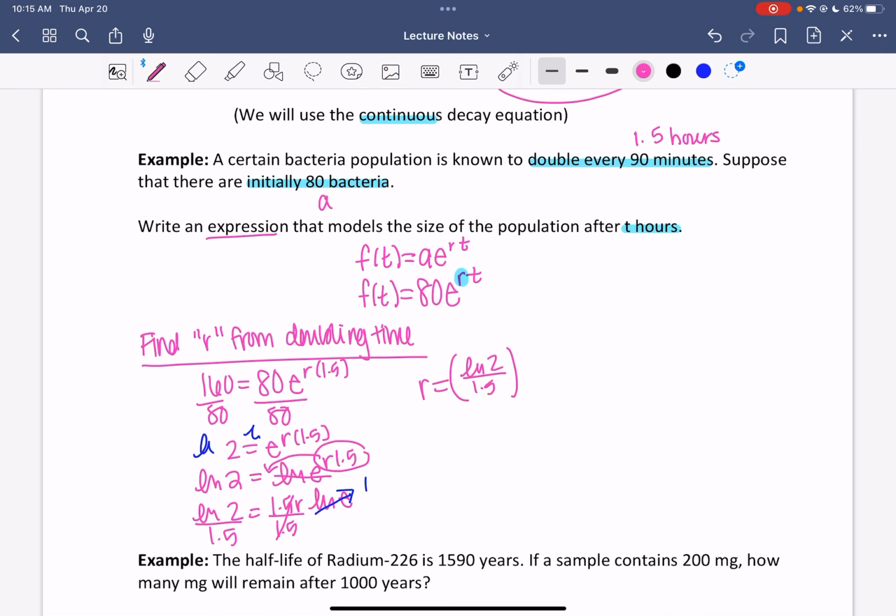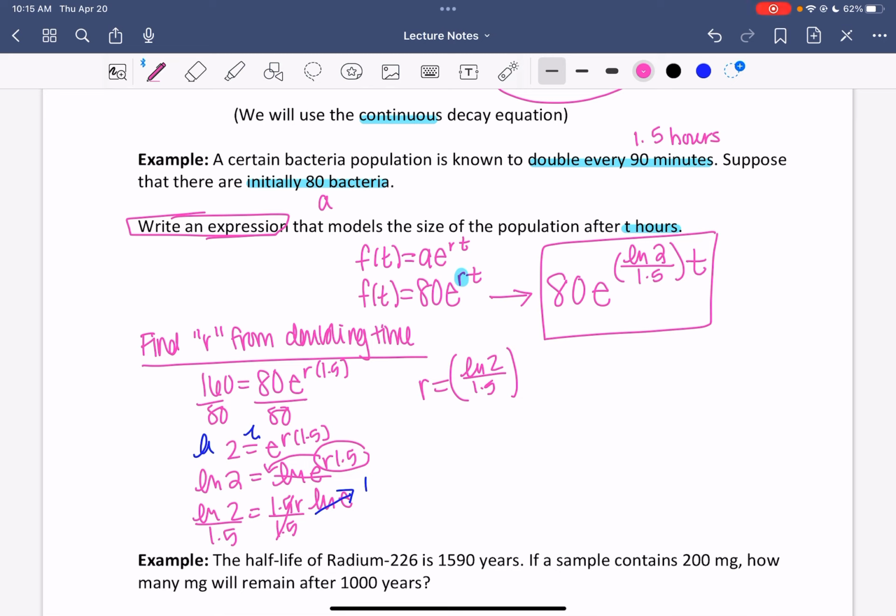Now, all of these rates and numbers are not going to be nice numbers as we work through here, so we're not going to let that stress us out. Our goal was to write an expression. So I'll just take what I already had: 80 e to the, now my r is ln 2 over 1.5, to the t. So now if I want to figure out the amount of bacteria I have after how many hours, I can just plug in for t and I have my rate of how this is growing.